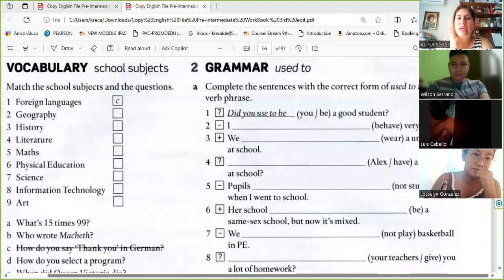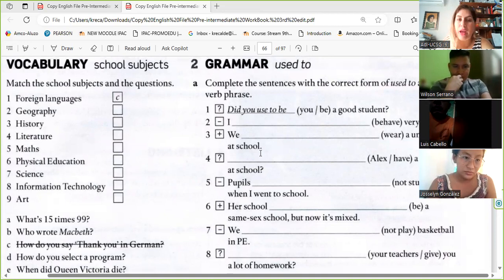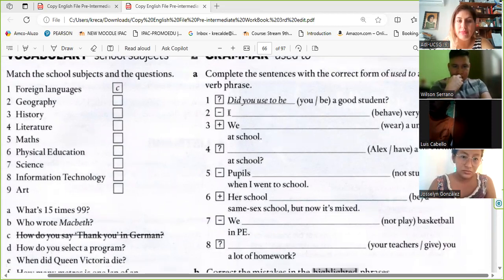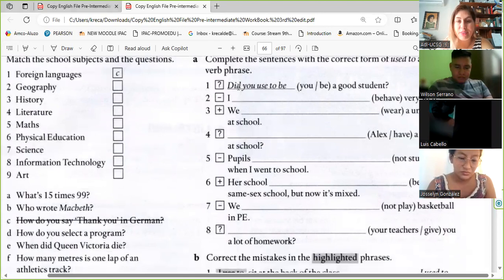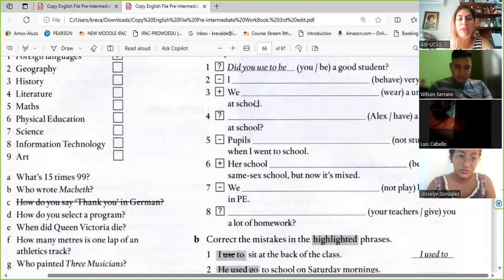Here it says, complete the sentences with the correct form of used to and the verb phrase. There is one that is done for us. It's a question. That's why we use the you used to be. If you notice, the use is in present because we have did, okay? Now, the first one is going to be for Jocelyn. Number one.